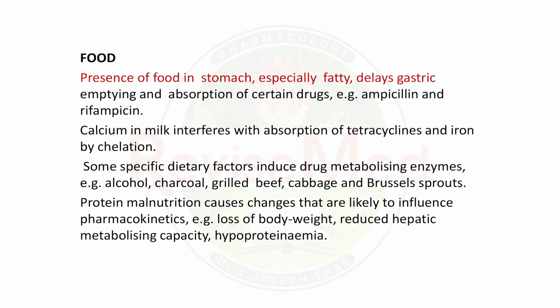Food. The presence of food in the stomach, especially fatty food, delays gastric emptying and absorption of certain drugs, for example ampicillin and rifampicin. Calcium in milk interferes with the absorption of tetracyclines and iron by chelation. Some specific dietary factors induce drug metabolizing enzymes, for example alcohol, charcoal, grilled beef, cabbage and Brussels sprouts. Protein malnutrition causes changes that are likely to influence pharmacokinetics, for example loss of body weight, reduced hepatic metabolizing capacity, hypoproteinemia.